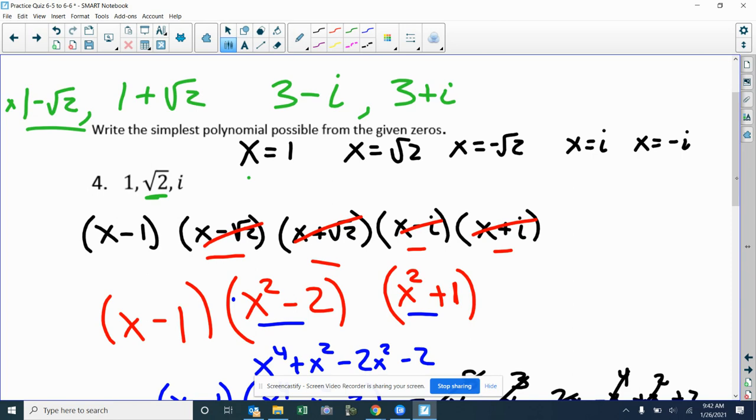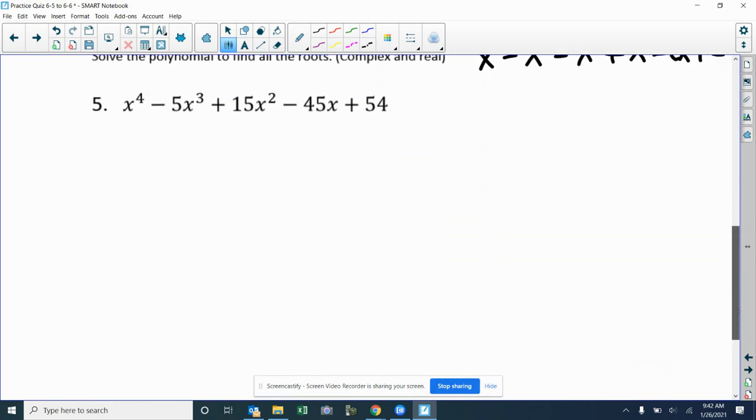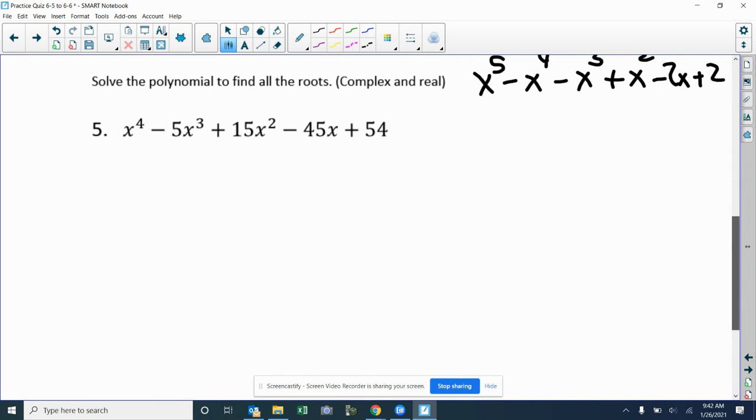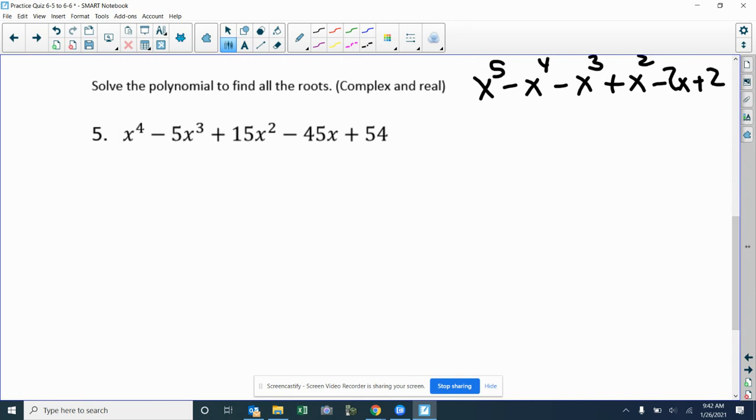Last problem is like the rest that we've done. All the factors of 54. We've got to find some roots. Help me out there. If you haven't graphed it, or if you have, take a second.